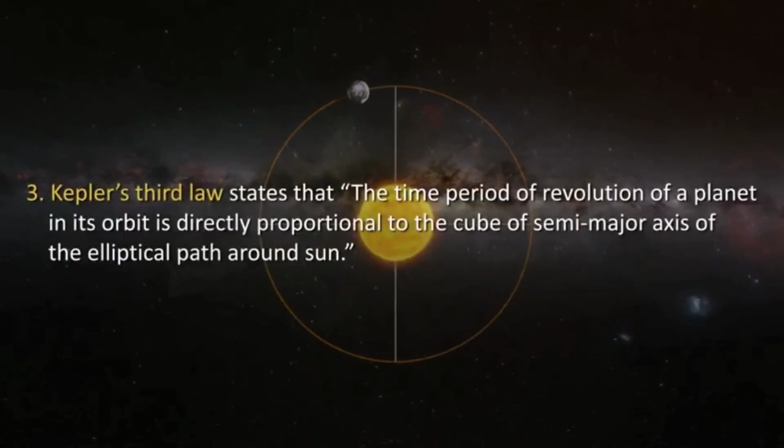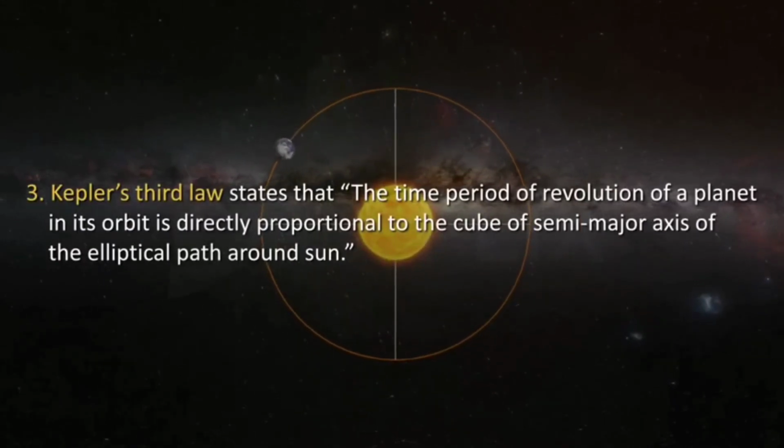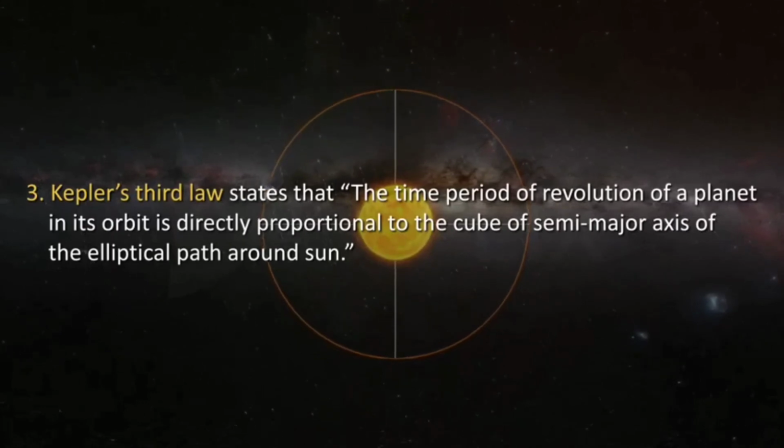Kepler's third law states that the square of the time period of revolution of a planet in its orbit is directly proportional to the cube of the semi-major axis of the elliptical path around the Sun.